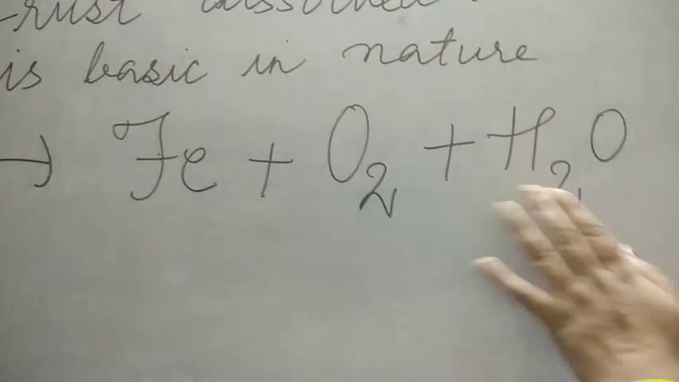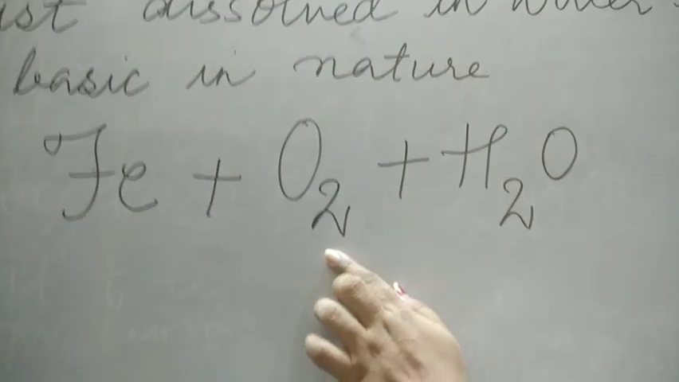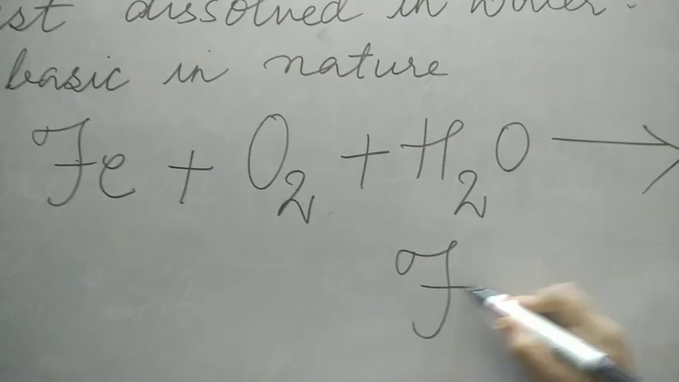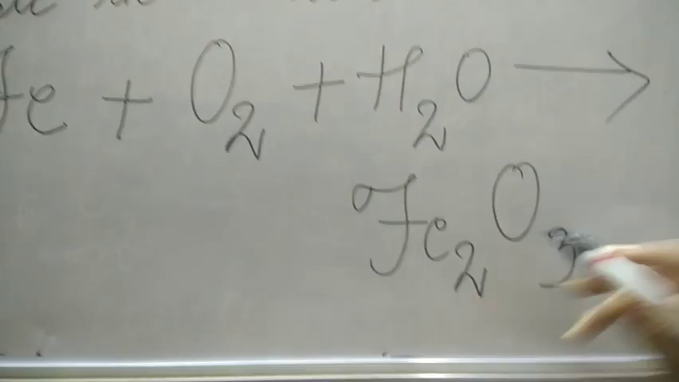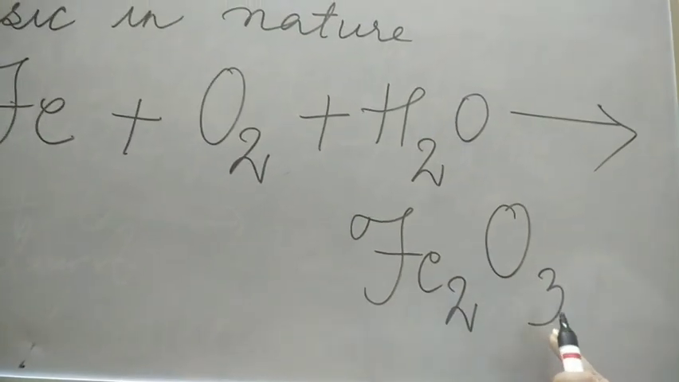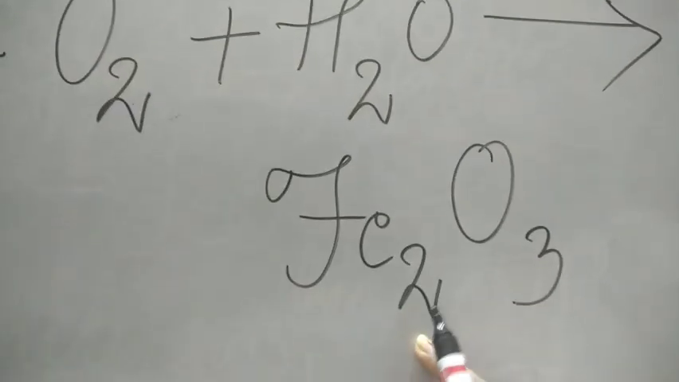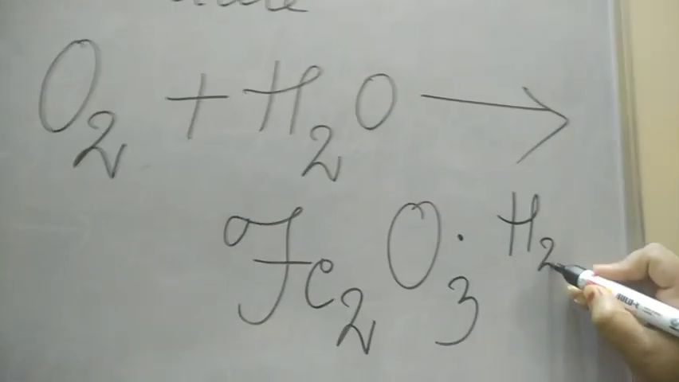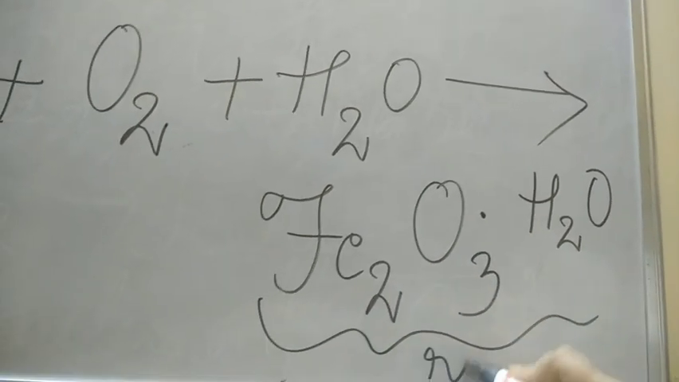When iron reacts with water, no reaction. When iron reacts with oxygen, it reacts. So your compound formed is Fe2O3. Here my iron valency is 3 and my oxygen valency is 2. This is the formula for rust. You have to take the valency of iron to be 3. Dot H2O. And this is only the rust.